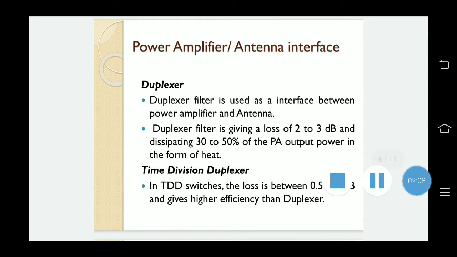The next interface is the power amplifier and antenna interface. Here they are using two types of interfaces. First one, duplexer. The transmitter output must pass through a duplexer filter so that it can be separated from the signal received by the antenna. Duplexer filter gives a loss of 2 to 3 dB and dissipates 30 to 50% of power in the form of heat. The second one, time division duplexer. In this, the loss is between 0.5 to 1 dB. It gives higher efficiency than duplexer.